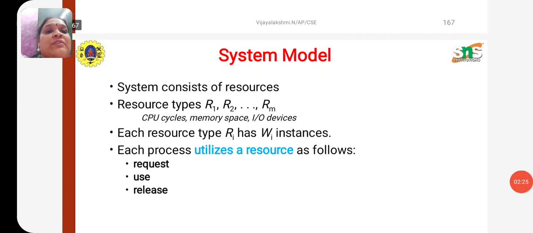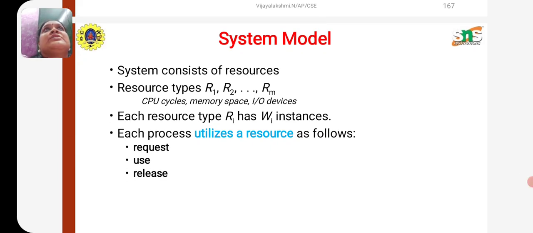So what is the system model for deadlock? The system may consist of resources, for example R1, R2, R3, and it can reach up to Rm. These may be CPU cycles, memory space, IO devices, etc. Each resource will have n number of instances, and each process utilizes a resource as follows: it may request the resource, use the resource, and release it. These are the things a process can do.